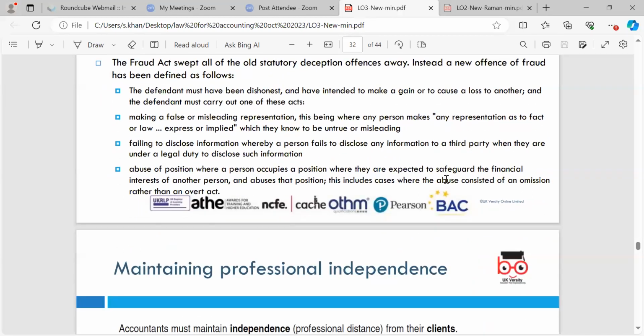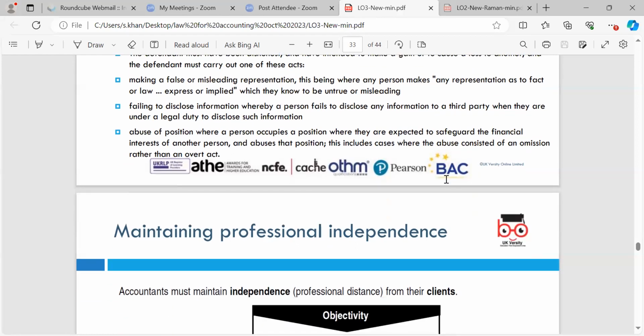Firstly, the defendant must have been dishonest and intended to make a gain or to cause a loss to another, and the defendant must carry out one of the acts. Making a false or misleading representation: this is where any person makes any representation as to fact or law, express or implied, which they know to be untrue or misleading. Failing to disclose information, whereby a person fails to disclose any information to a third party when they are under a legal duty to disclose such information.